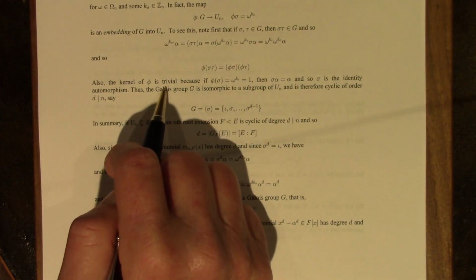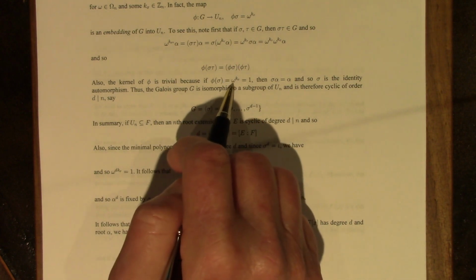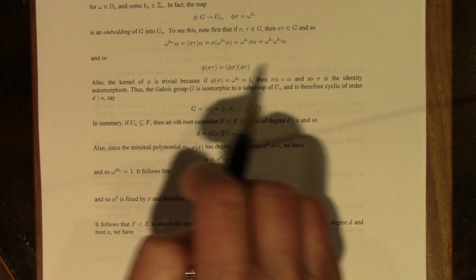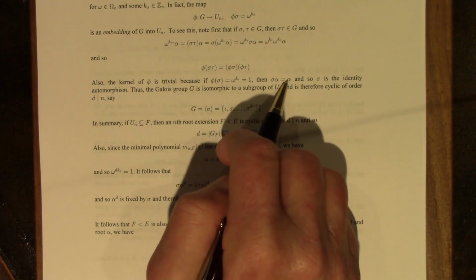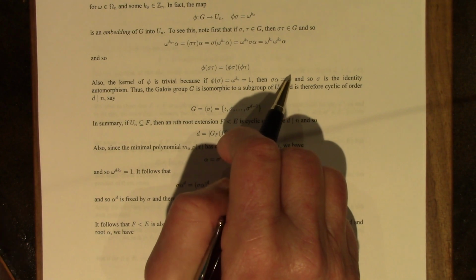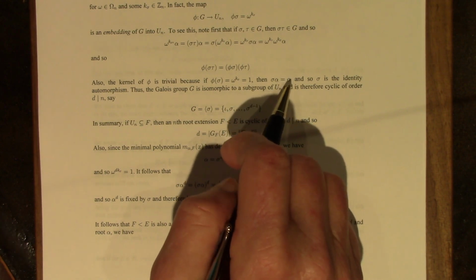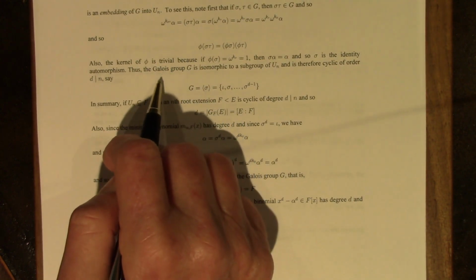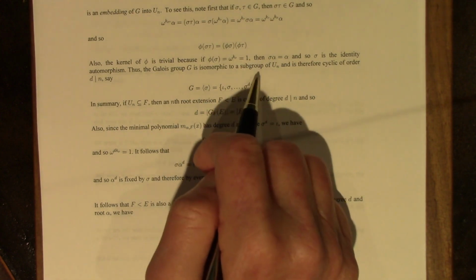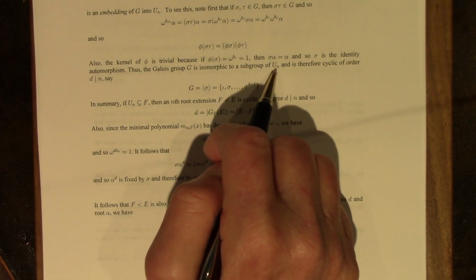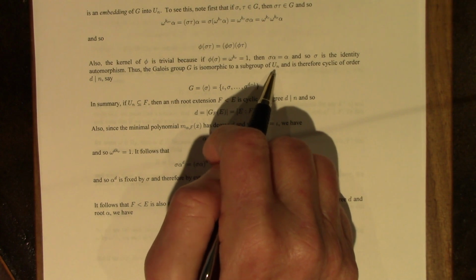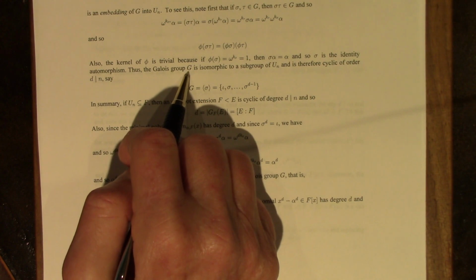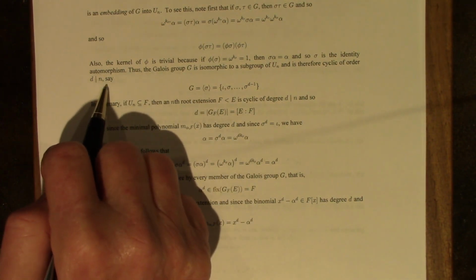The kernel of phi is trivial because if omega to the k sigma is 1, that means that sigma sends alpha to itself, and so it sends a generator to itself. It's got to be the identity. So the Galois group G is isomorphic to a subgroup of UN. But UN is cyclic. And therefore, the Galois group is cyclic of some order D dividing N.